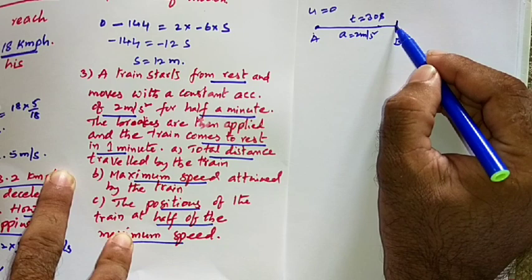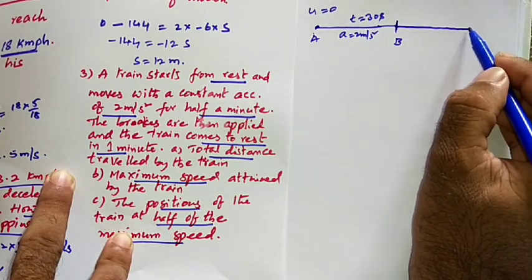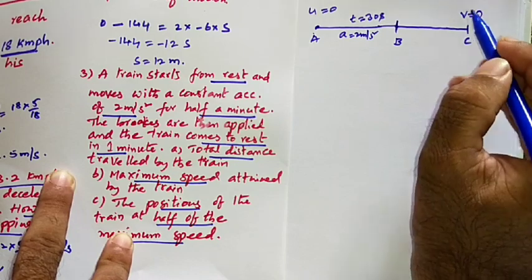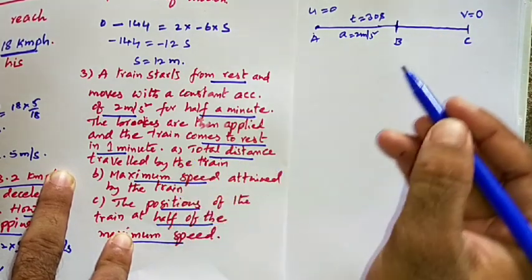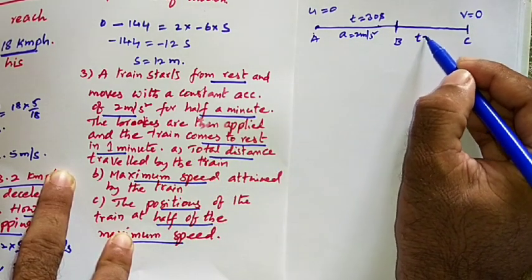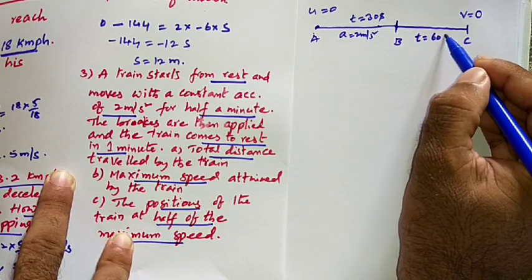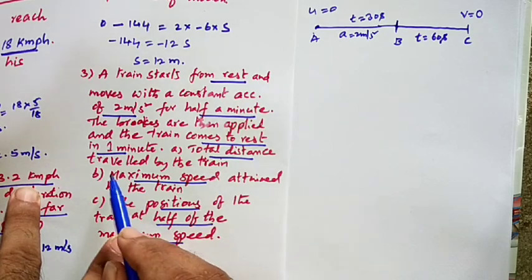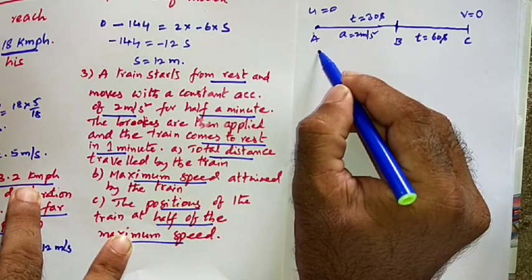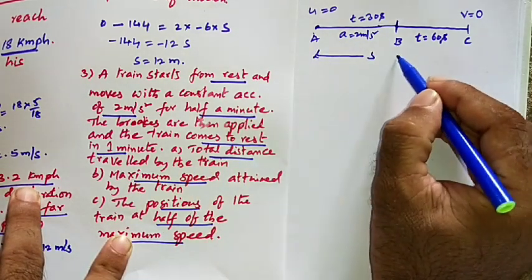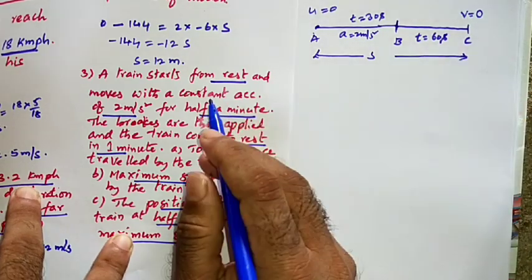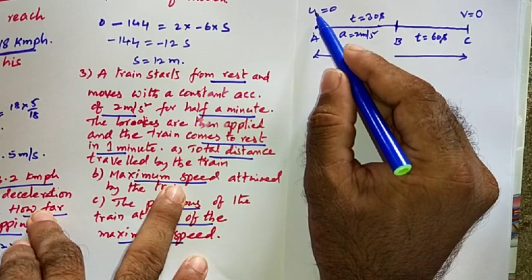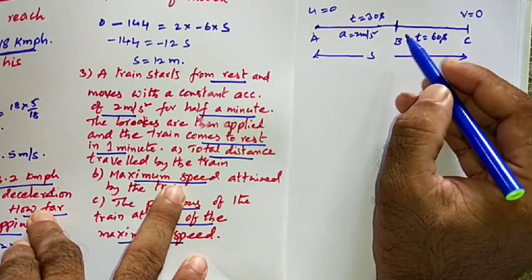When brakes are applied, what happens? It decelerates and comes to rest at point C. Here velocity, let us take 0. How much time does it take here? It takes 1 minute, means 60 seconds. Clear? Then what do you need to calculate? First, total distance traveled by the body. Means AB plus BC you need to calculate. Understood? Right.